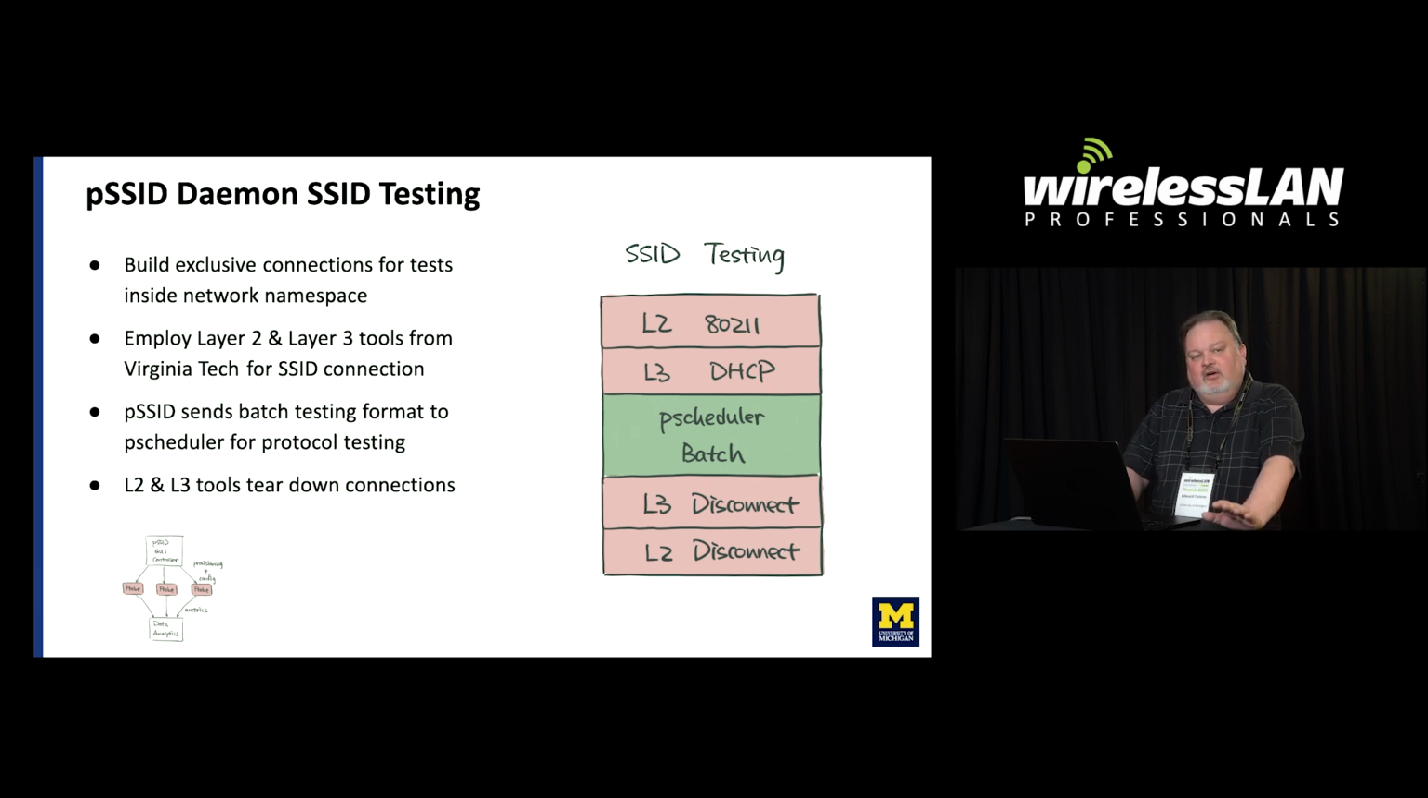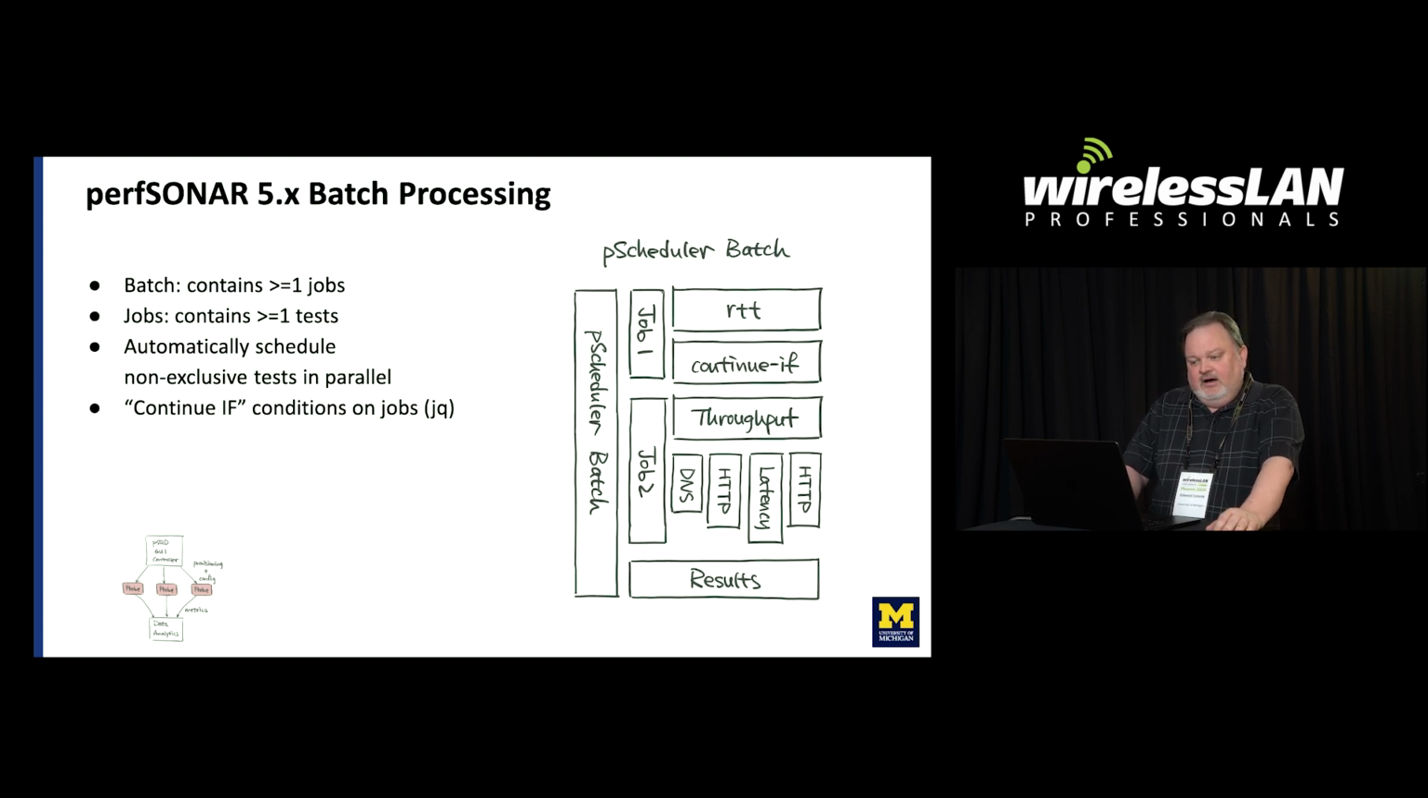With a combination of tools developed by Virginia Tech and PerfSONAR, we do a layer 2 auth, a layer 3 auth. We run the batch processes through pscheduler, and then we tear the connection down. The batch processing has the ability to say, if one job completes, if it fails, don't run a second job.